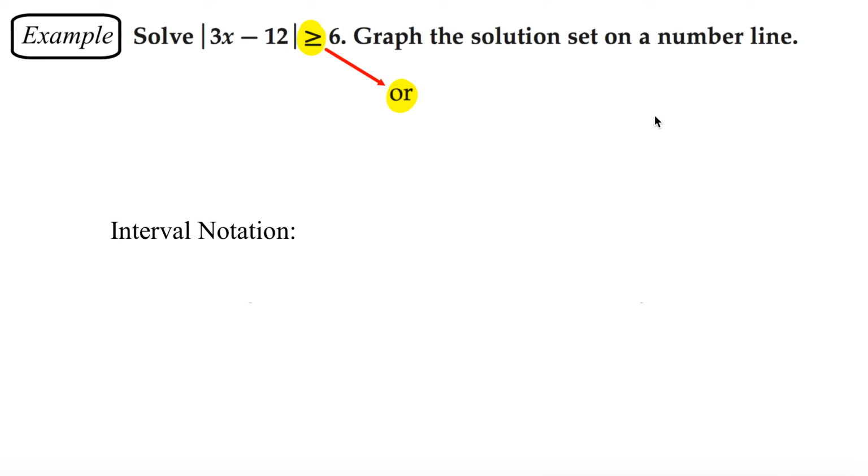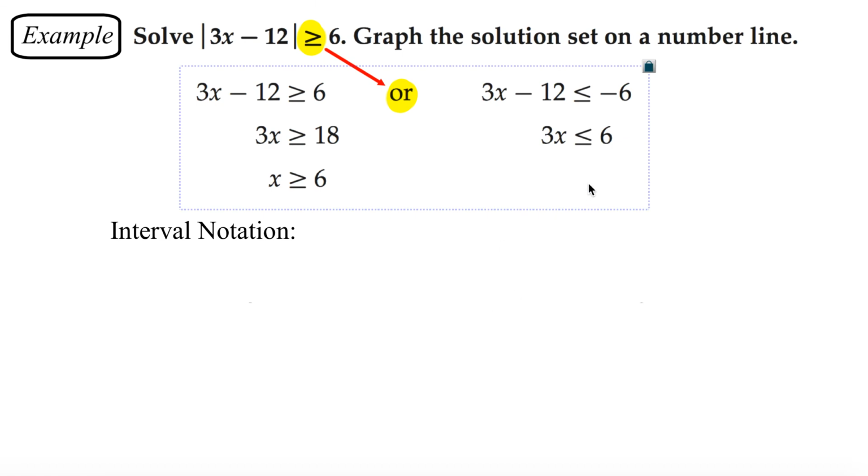Here's one where it says solve the absolute value of 3x minus 12 greater than or equal to 6. Remember, greater than is an OR statement, and we're going to graph the solution. So here are your two statements. The first one, you can just drop the absolute value. Okay, so it's 3x minus 12 greater than or equal to 6. Or we're going to get 3x minus 12 is, and you flip it, less than or equal to the opposite. Solve each of those independently, okay, like you know how to do. And we get x is greater than or equal to 6 or x is less than or equal to 2.